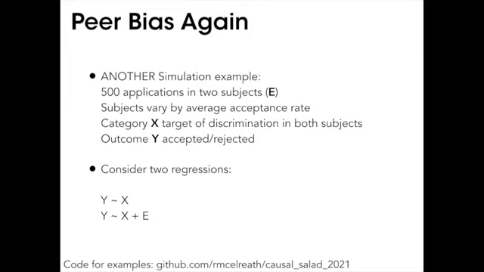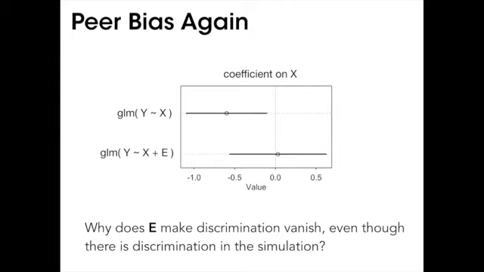So 500 applications, 2 subjects. Subjects vary by average acceptance rate again. Category X is now a target of discrimination in both subjects. Individuals of status X are less likely to be accepted, all other things equal. And again, the code is in the script file for the materials for this week. Again, we simulate outcomes Y. We run the same 2 models, and we get the same result essentially, even though there's discrimination now.